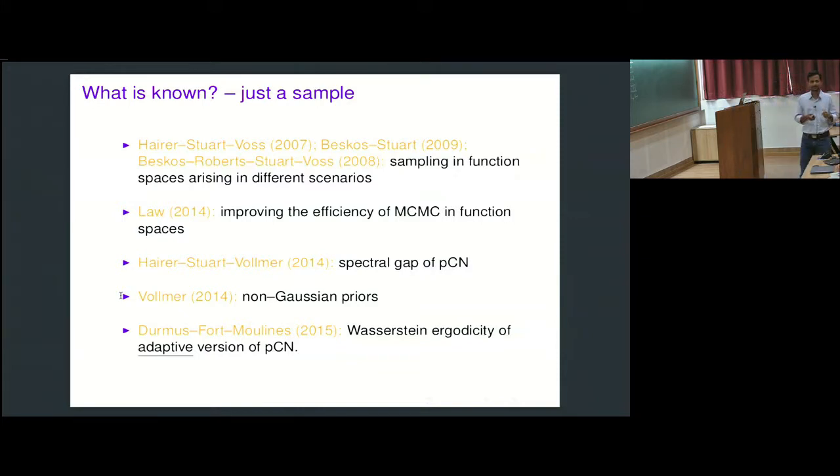Beskos and Stuart is generally talking about different kinds of problems where you may come across having to sample from infinite dimensional distributions. Beskos, Roberts, Stuart, and Voss talk about sampling Brownian bridges, diffusion bridges. So how to sample diffusion bridges? No, the full function. You want to sample the full function. Yeah, the full path. This is why we are in function spaces.